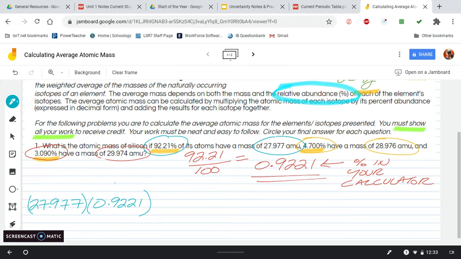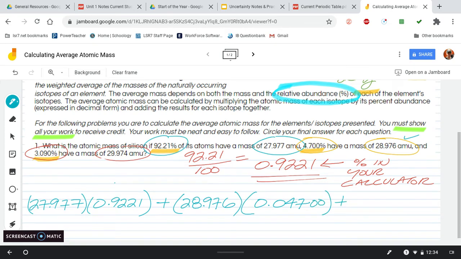So this is 92% weighs 27.977. So we're going to add that to the next one, which is going to be 28.976. So that's right here. And I'm going to multiply that by its percentage, which is 4.7%. So if you move the decimal 2 spots to the left, or you divide by 100, right, then it's going to be 0.047. The zeros aren't going to matter at the end, but I can plug them in for you.